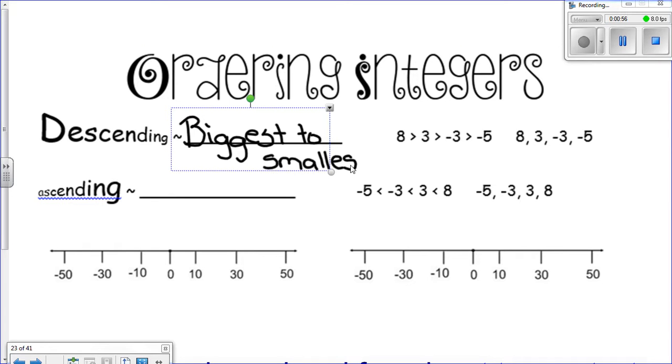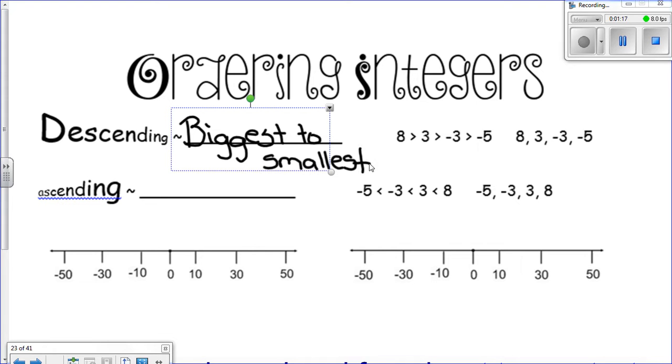Alright, now take a look. Notice that 8 is greater than 3, 3 is greater than negative 3, and negative 3 is greater than 5. That's written with the inequality symbols. Here it's written with just commas going greatest to smallest or biggest to smallest.